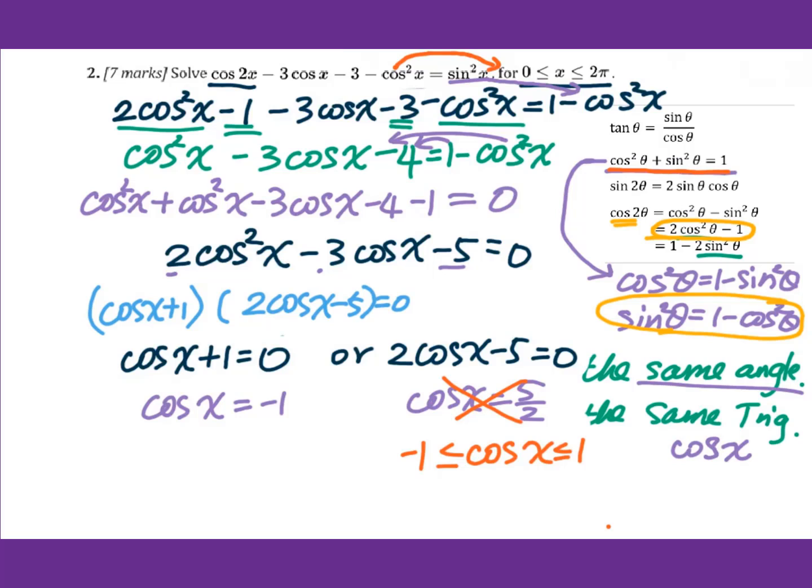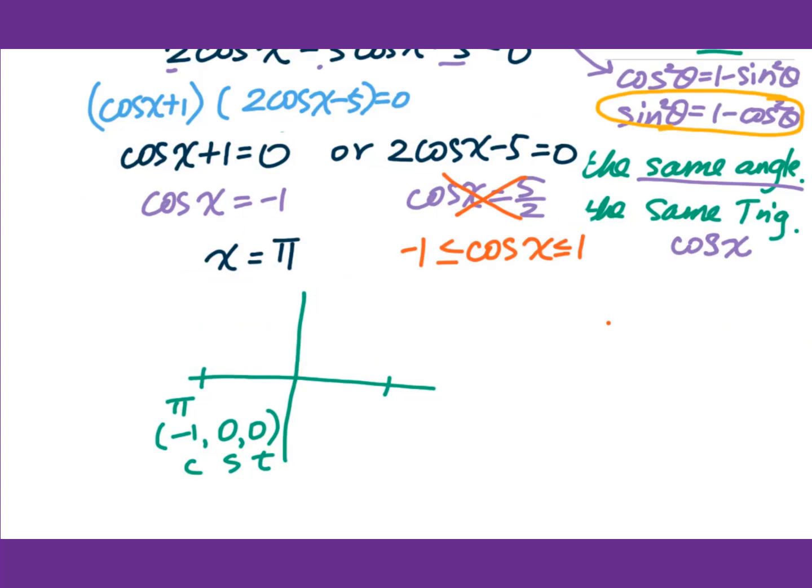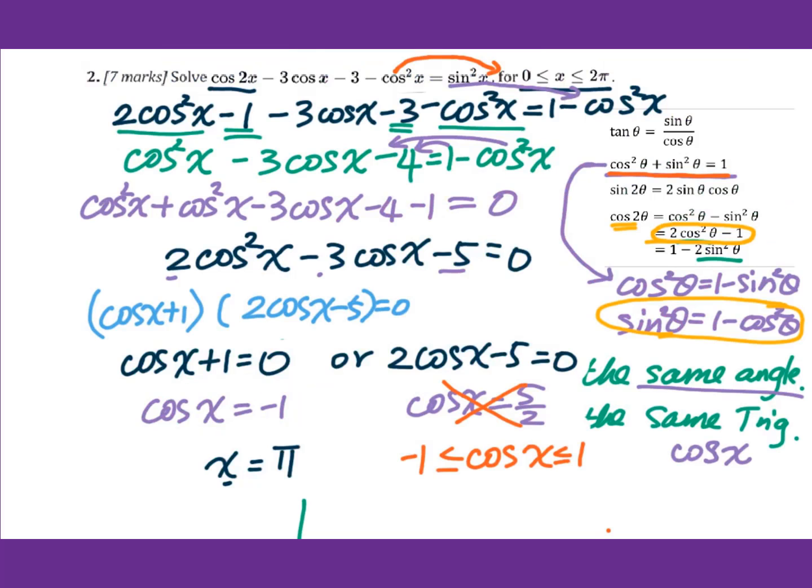For cosine x equals -1, you will get x equals pi. Because this x must be a quadrantal angle, when x equals pi, the coordinates will be -1, 0, 0, CST, cosine, sine, tangent. Therefore, x equals pi. The domain is between 0 and 2 pi. Therefore, this is the solution.